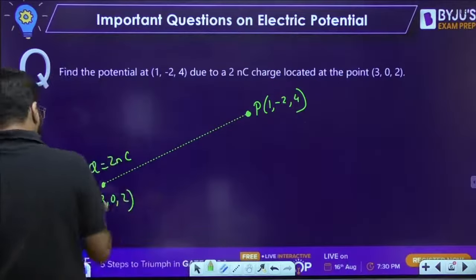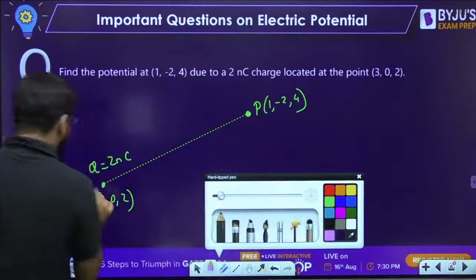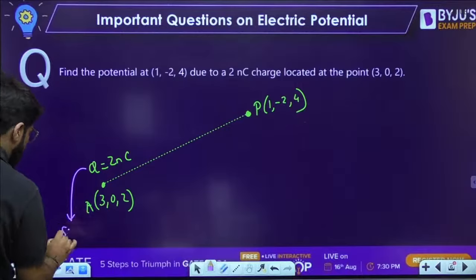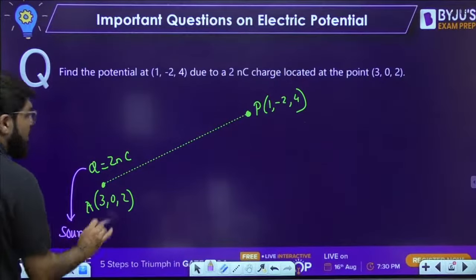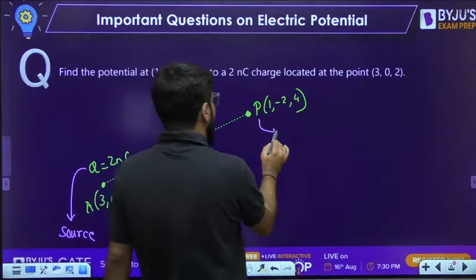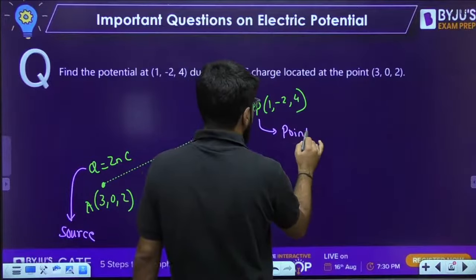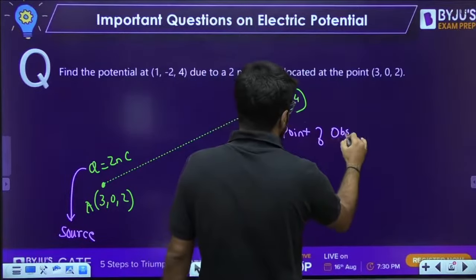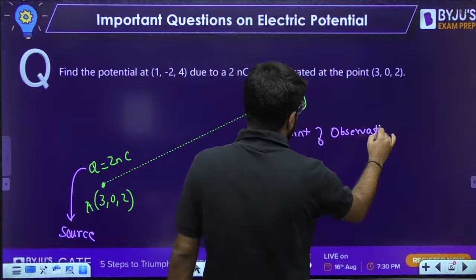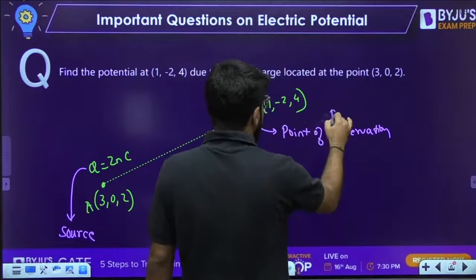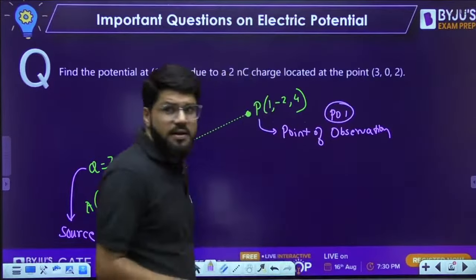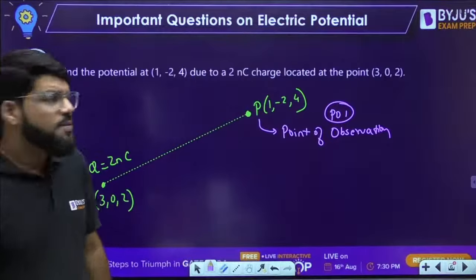So as always I will call it my source. This is the source due to which I would like to calculate the potential at the point P, which I am going to call the point of observation. This is the point of observation where the potential is required. In short, I will keep calling it POI. Now what is the potential at this point?